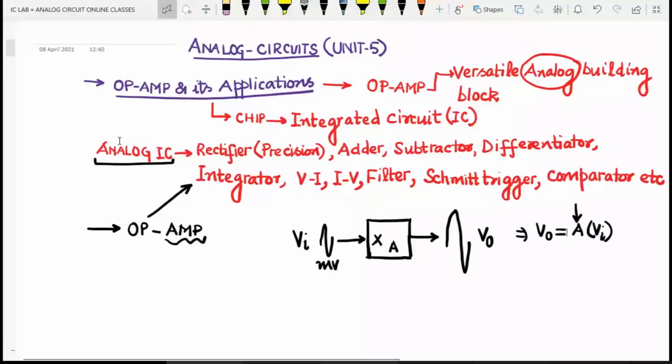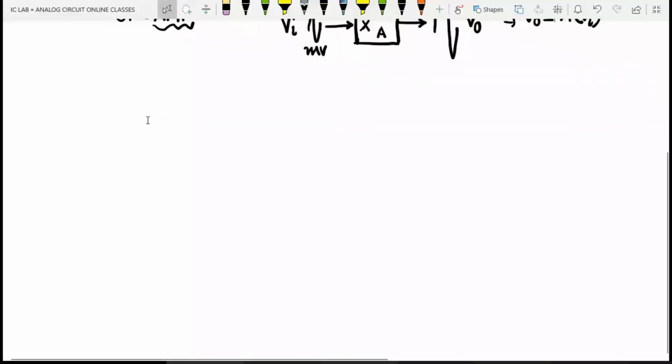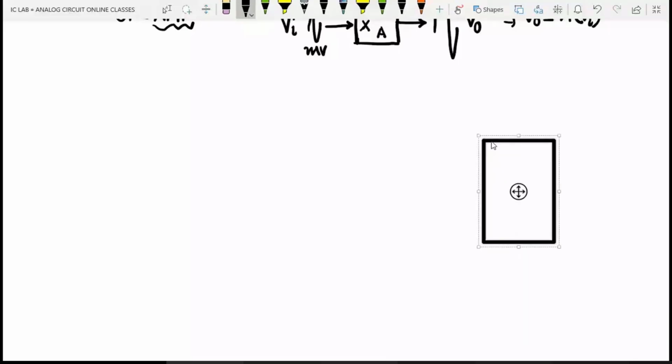In the lab we have drawn this particular IC. The IC configuration is something like this, with 8 pins. Here is a notch and here is a bubble. We start from this side with number 1, 2, 3, 4, going in the anti-clockwise sense. Then pin number 5, 6, 7, 8.